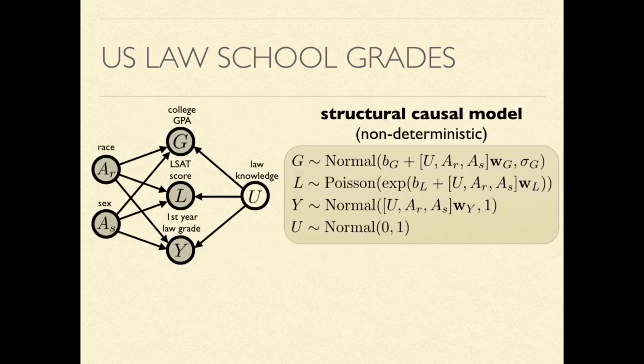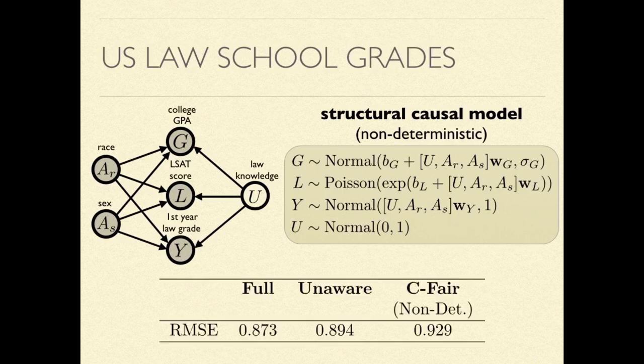But we want to be counterfactually fair. So here's a model we design specifically for this data set. It's a non-deterministic model. And when we fit this model and then just use U to make our prediction, we get a different accuracy. What you can think of this as, it's sort of the cost of fairness.